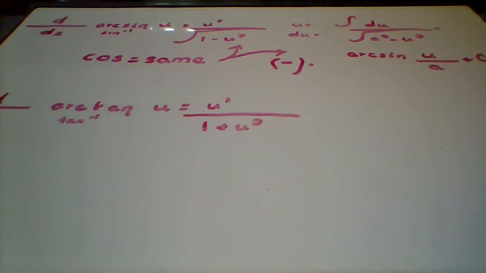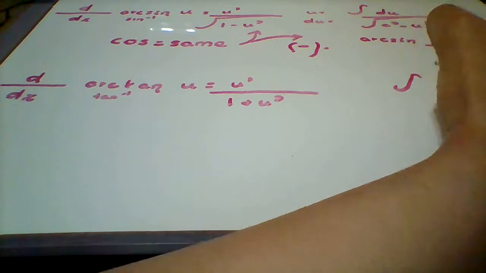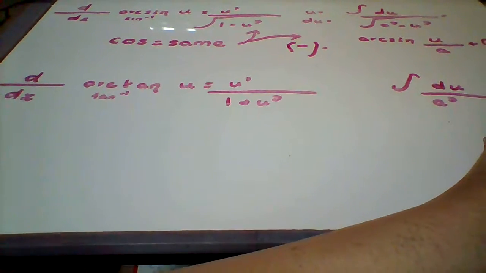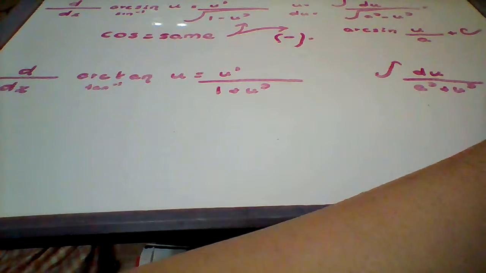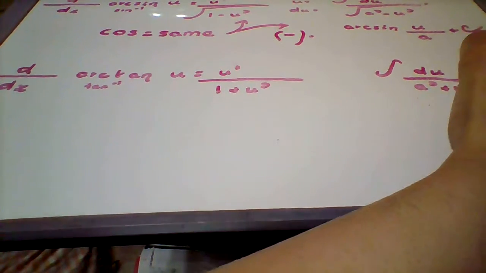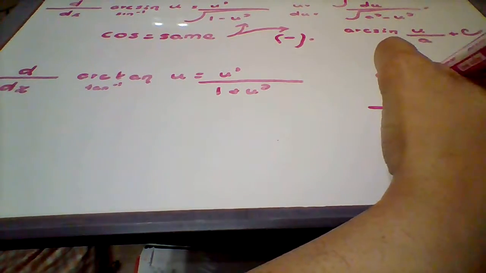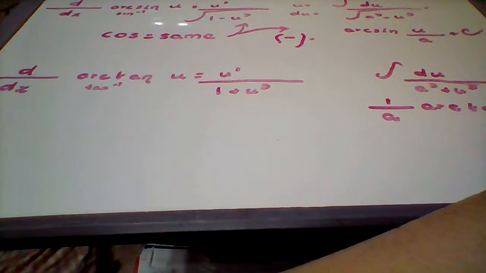And its integral is the integral of du all over a squared plus u squared, which is equivalent to 1 over a arc tan of u over a plus c. Don't forget the plus c.